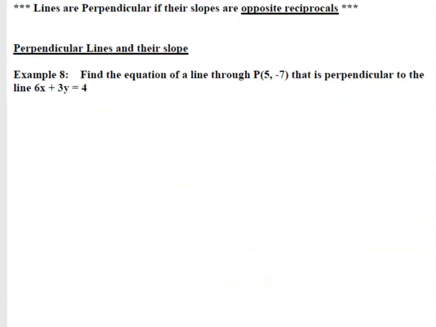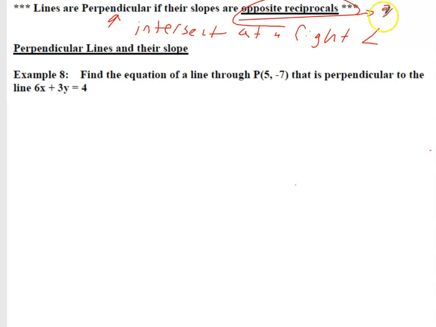We're going to look at lines that are perpendicular. Again, what does it mean for lines to be perpendicular? It means that they are going to intersect at a right angle. So their slopes are going to be opposite reciprocals of each other. What the opposite reciprocals means, if one line has a slope of 2/3, the line that's perpendicular to that is going to have the opposite reciprocal, which is going to be negative 3/2.